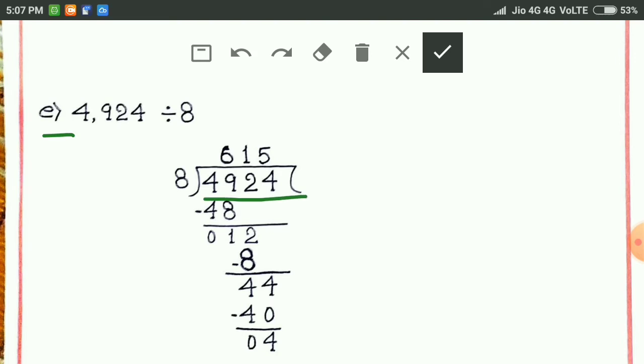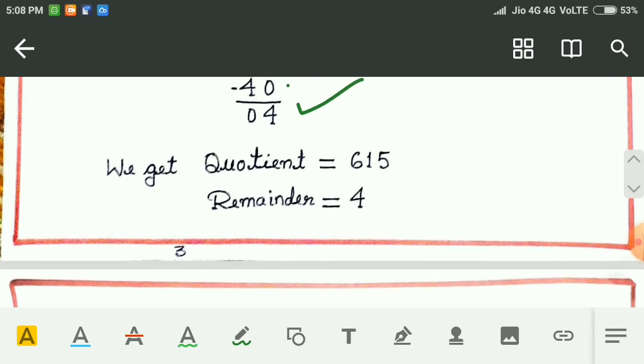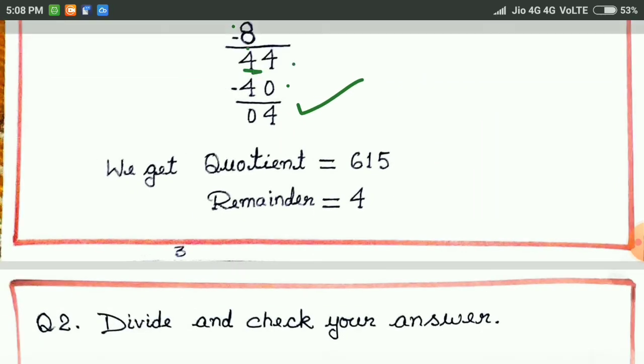And then the next question E, 4924, we have to divide it by 8. We can't divide 4 by 8, so we take 49 at the same time. 8 6s are 48 and after subtracting we get 1. We write here 2. 8 1s are 8. After subtracting we get 4. We write here 4, and 8 4s are 40 and 4 is the remainder. So our quotient is 615 and the remainder is 4.